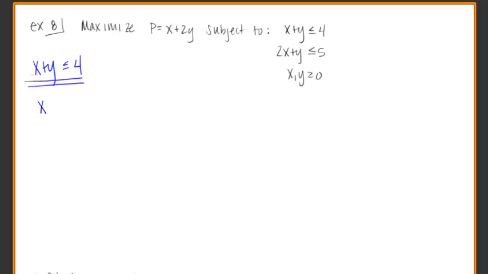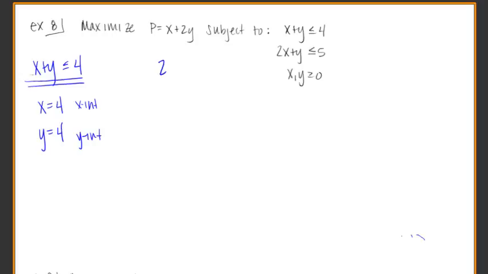So our x-intercept will be x equals 4. Our y-intercept will be y equals 4. So there's our x-intercept, and there's our y-intercept. Remember, to find an x-intercept, you let y be 0. And to find a y-intercept, you let your x be 0. So just plug 0 in for each case. All right, let's go to the next one.